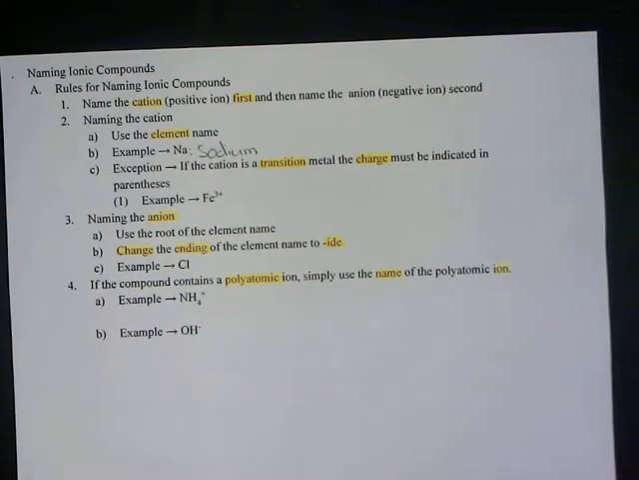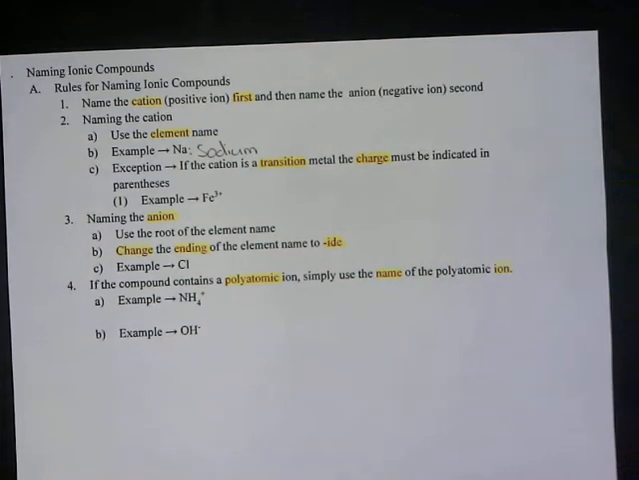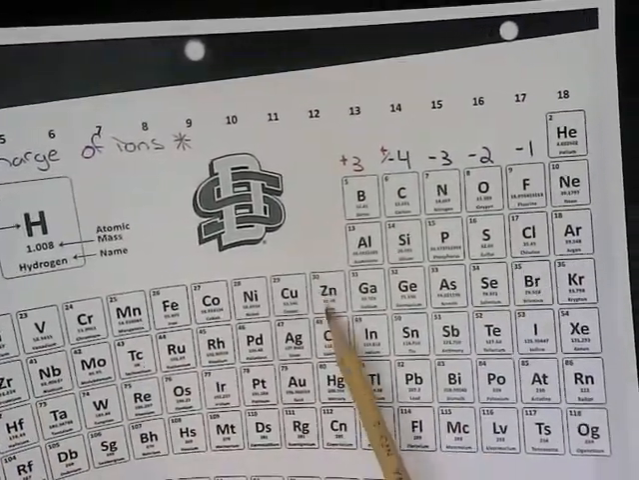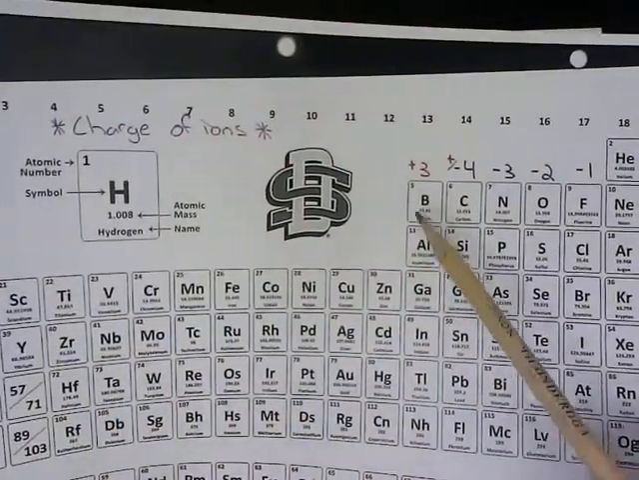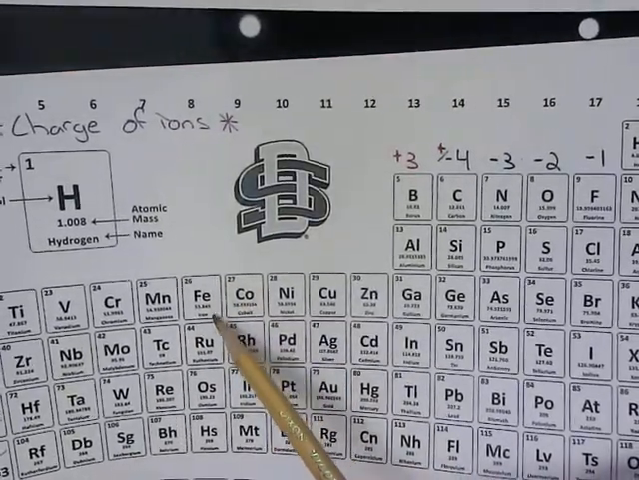Now, what we have to check for our cation is if it's a single transition element. So we always have to double check if it's a transition element. If we do, the charge must be indicated in parentheses. So this will be a transition element. So we have Fe. We always double check if it's in our transition elements. If it's in our transition elements, we have to write the charge. We start by writing the element name. So Fe, the element name is iron.